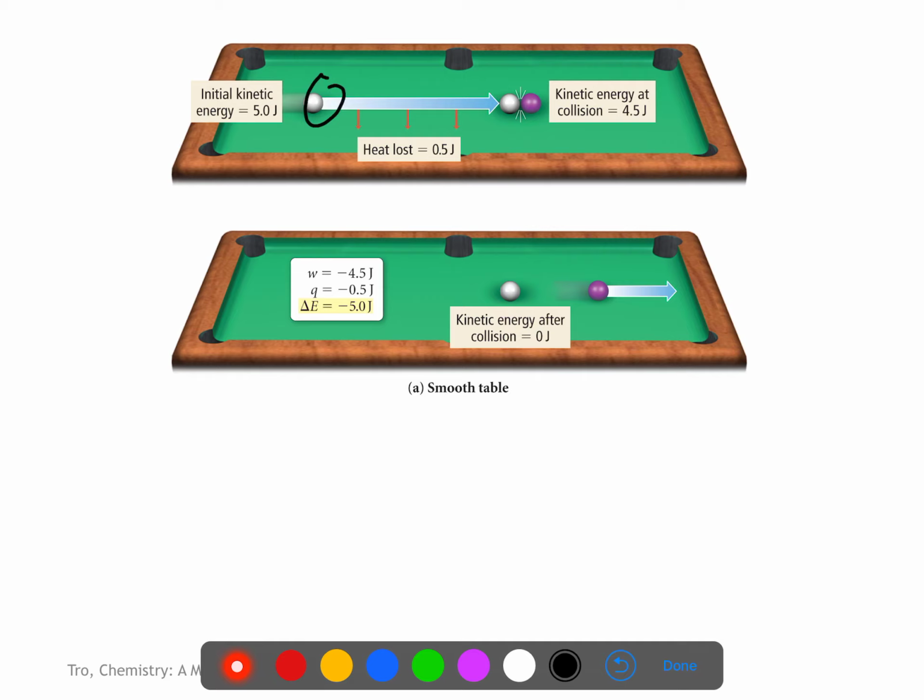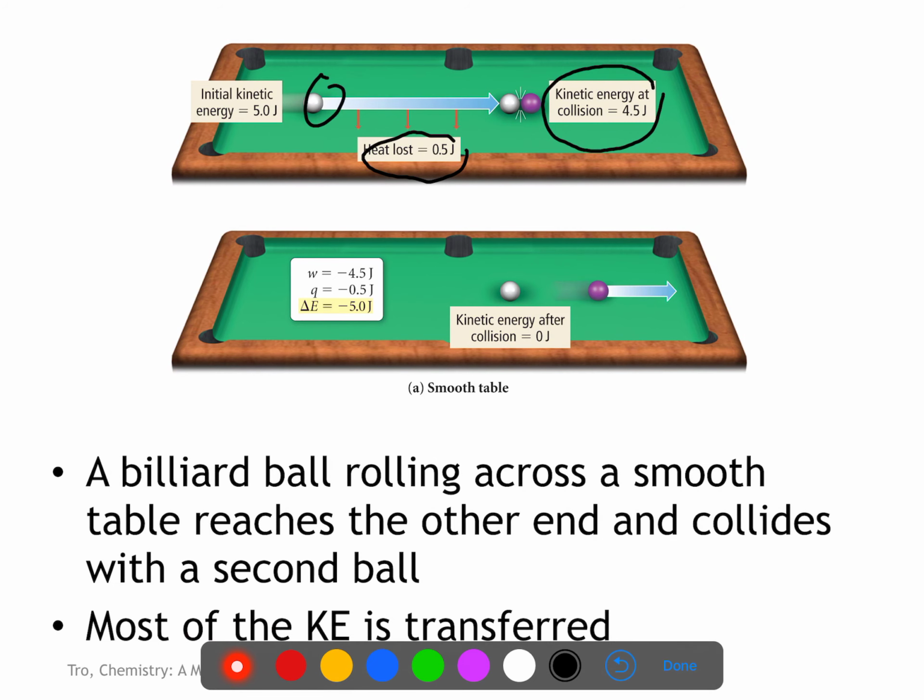The initial kinetic energy is 5 joules, where some energy is lost to the surroundings, some energy is lost to the pool table, and then the kinetic energy at collision is 4.5 joules. Most of the kinetic energy is transferred, as you can see right here, where the heat, Q, is negative 0.5 joules because heat was lost. So this ball is rolling down the table, it lost some heat to keep going, and the system loses some thermal energy.